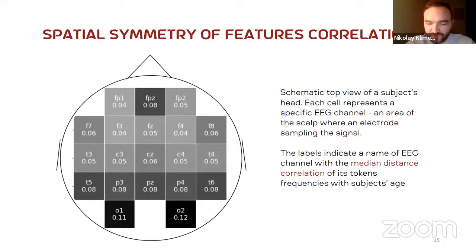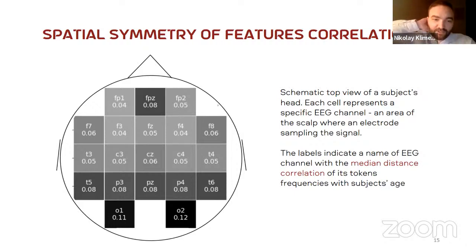But we also found some surprising stuff that we did not mean to get: spatial relations that we were able to reconstruct. We explored the same distance correlation across channels to find out which channels are most correlated with age. And it appears that we were able to reconstruct the spatial relation between channels. Here you can see a scheme where each cell represents a channel electrode, the approximate place where it is located on the scalp, and the average distance correlation of tokens that we obtain from that channel. And it appears that the most correlated tokens we obtain from the back of the head.